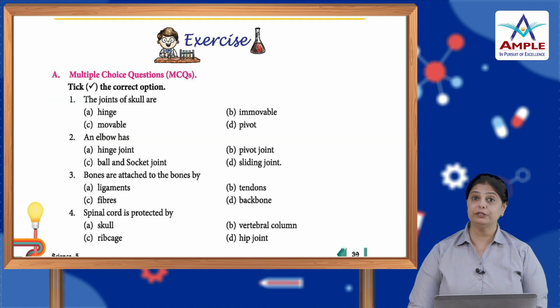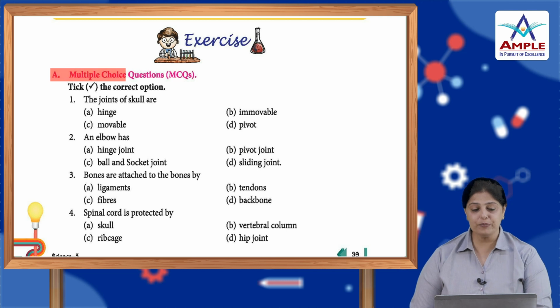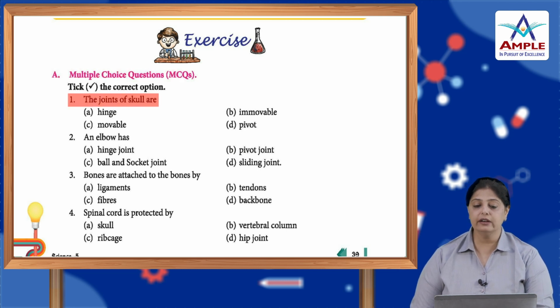Now, quickly do the exercise. Take the correct option. The joints of the skull are hinge, immovable, movable or pivot? They are immovable. The elbow has a hinge, pivot, ball and socket or sliding joint? The elbow has a hinge joint. Bones are attached to the body by ligaments, tendons, fibers or backbone? By ligaments. The spinal cord is protected by the skull, vertebral column, rib cage or hip joint? The vertebral column.